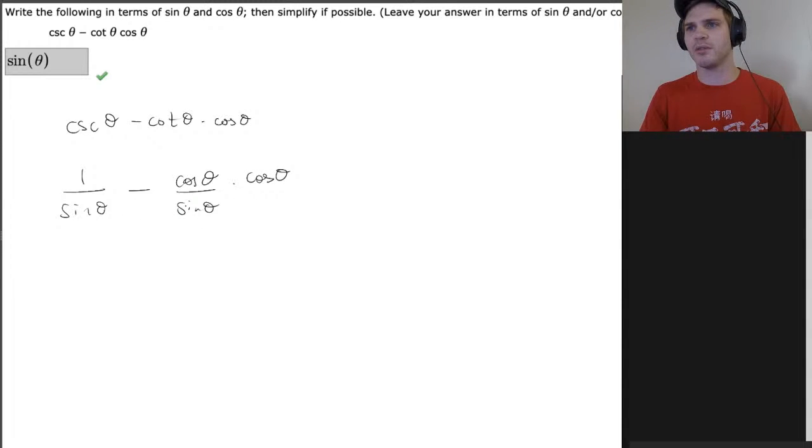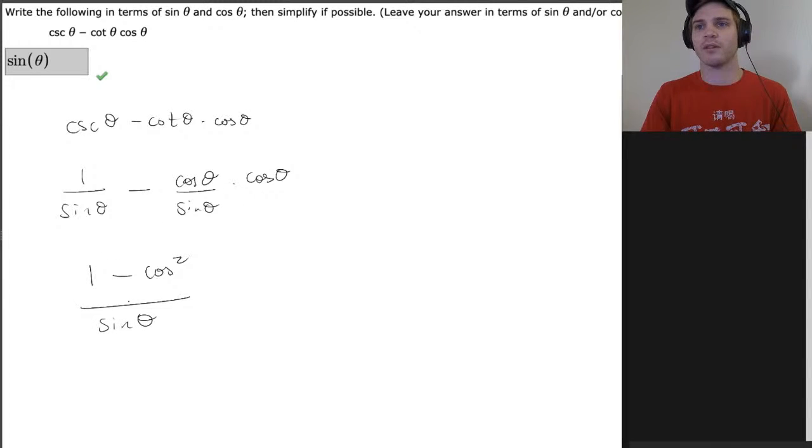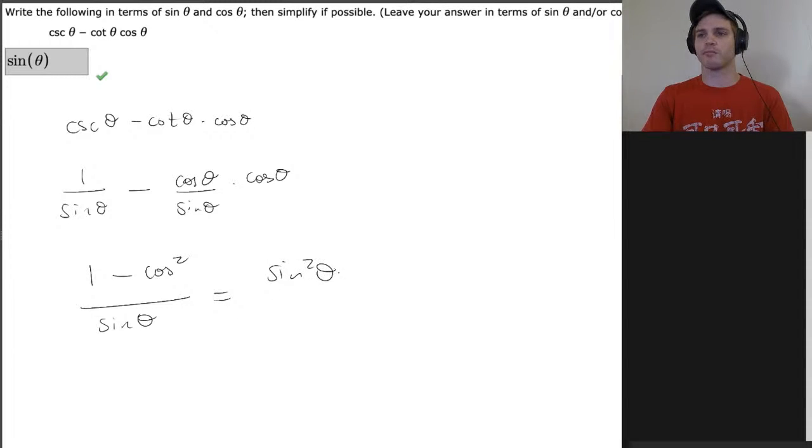And so it looks like we've got a common denominator here. So this is actually going to be 1 minus cosine squared. These two multiply together to be cosine squared all over sine of theta. We have a common denominator there. And 1 minus cosine squared is equal to sine squared. And one of these sines will cancel out.